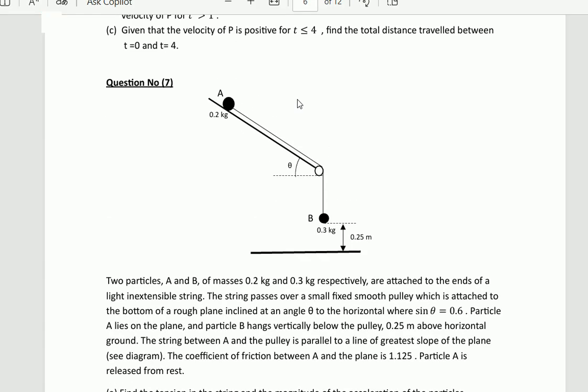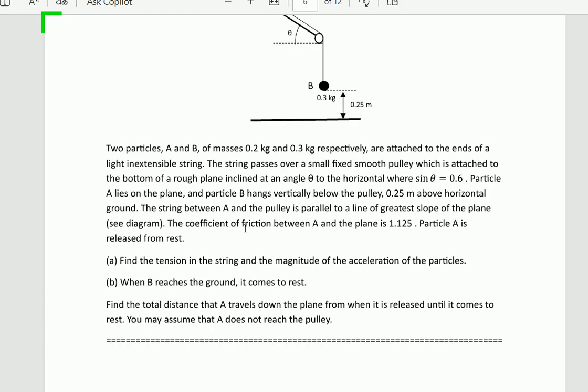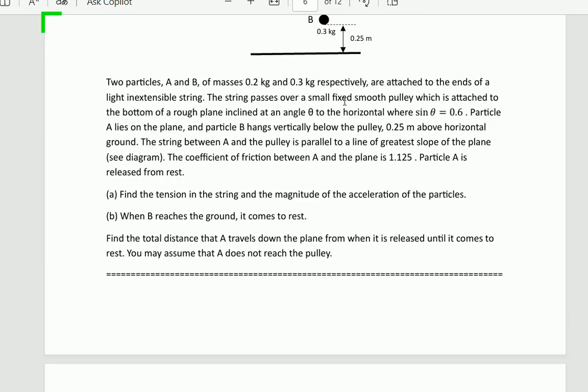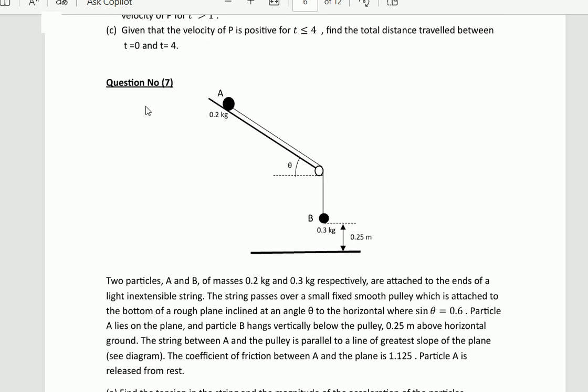The last question, question number 7, is: two particles A and B of mass 0.2 kg and 0.3 kg respectively are attached to the ends of a light inextensible string. The string passes over a small fixed smooth pulley which is attached to the bottom of a rough plane inclined at an angle of theta to the horizontal, where sin theta is equal to 0.6. The particle A lies on the plane and the particle B hangs vertically below the pulley, 0.25 above the horizontal ground, as shown in the diagram.